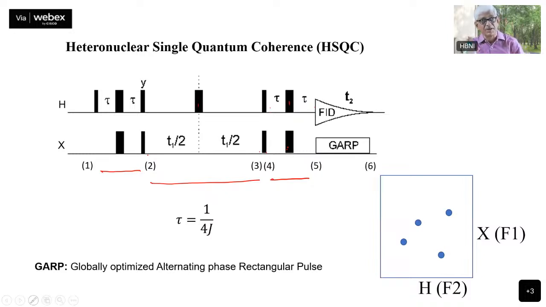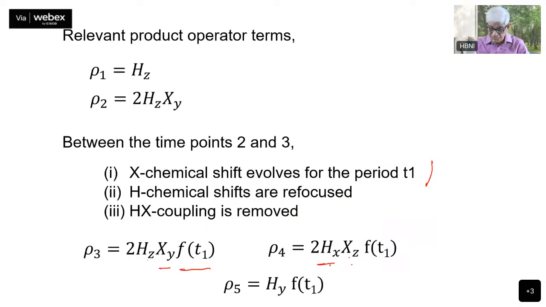Therefore, it evolves under the coupling. When it evolves under the coupling, it will get refocused to form Hy. Okay, so we have to remember here the product operator formula, the way we have written earlier several times, right? 2HxXz goes to 2HxXz cosine πJτ plus Hy sine πJτ. This is what it will become.